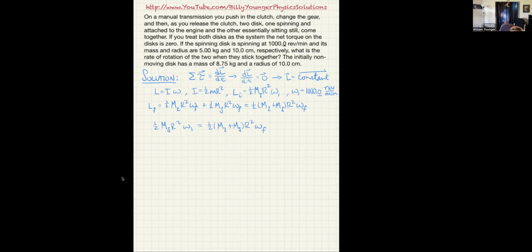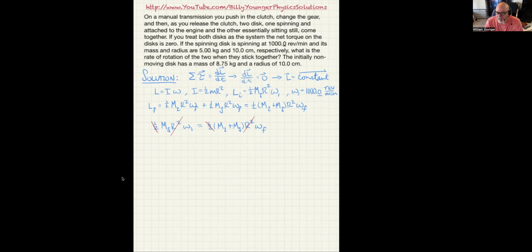Now, because I wrote it this way, we can see that the 1/2 is going to cancel out with the 1/2, and the r squared is going to cancel out with the r squared. Not only that, if I multiplied omega 1 by some conversion factor between revolutions per minute and radians per second, say, then if I did the same thing to the other side, those conversion constants would cancel each other out. So there's really no need to do any conversion, because we can obviously keep it in revolutions per minute. So let's go ahead and plug the numbers in as they are, and we'll solve it.